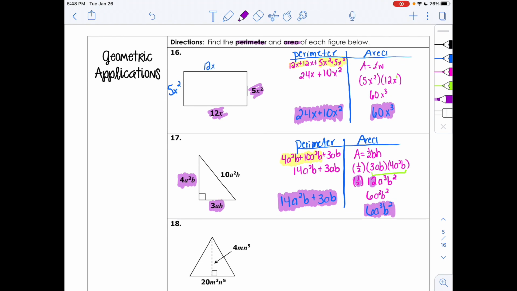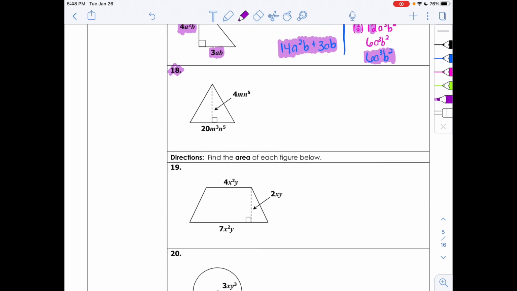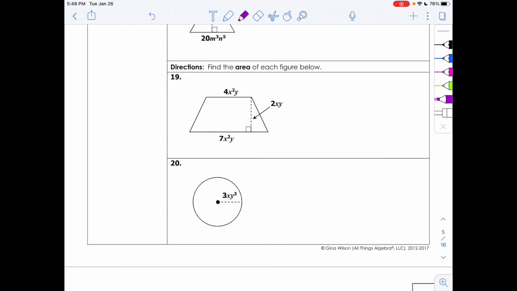Go ahead and highlight number 18. And then number 19 and 20. And remember, for 19 and 20, make sure you're reading those directions. 19 and 20 just want you to find the area. And number 19 is a trapezoid, so you'll have to remember the formula for finding area of the trapezoid. And for number 20, you have a circle, so you'll want to remember that formula for finding area of a circle also.